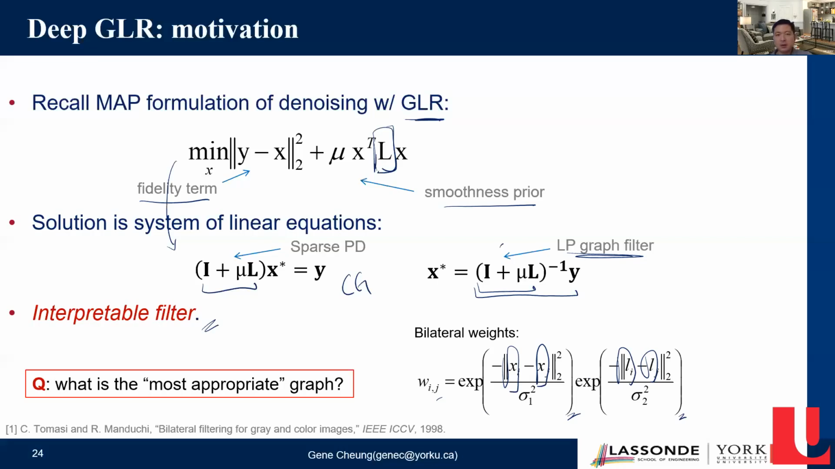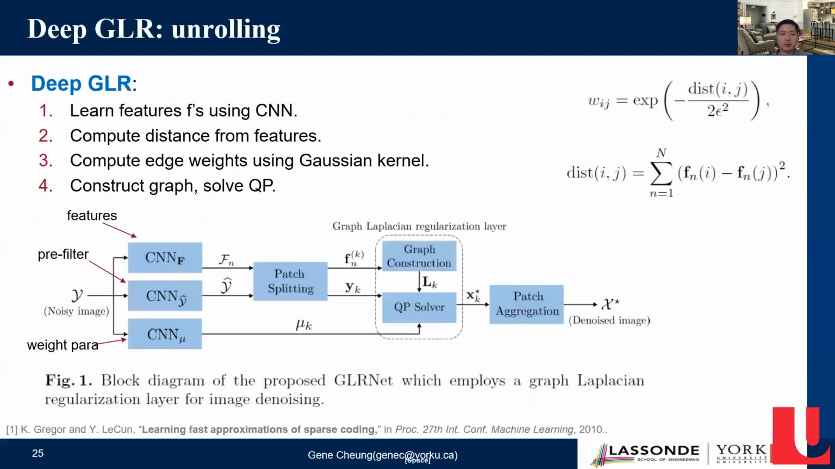So one can ask the question, can we learn better features beyond the features that we're currently using? And that's essentially the basic idea of deep GLR. So instead of using handcrafted features, let's learn these features using a CNN, for example. And then once we have this notion of features for each pixel, so these are features corresponding to pixel i and pixel j, you compute a notion of feature distance. And then the feature distance is used to compute the edge weights.